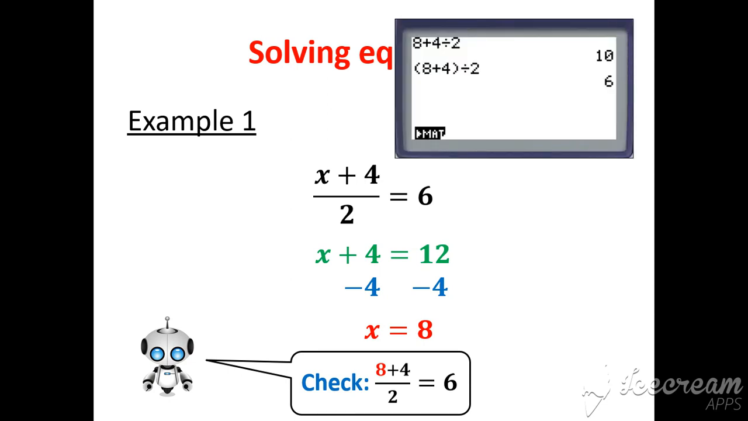Now if you're checking on a calculator, please be mindful. We've spoken about this in the past. But be mindful, if you just type in 8 plus 4 divide 2, your calculator does the 4 divide 2 first because of BODMAS, and it gives you the wrong answer. So if you go brackets 8 plus 4 close brackets and then divide by 2, you'll get the right answer, which is 6.